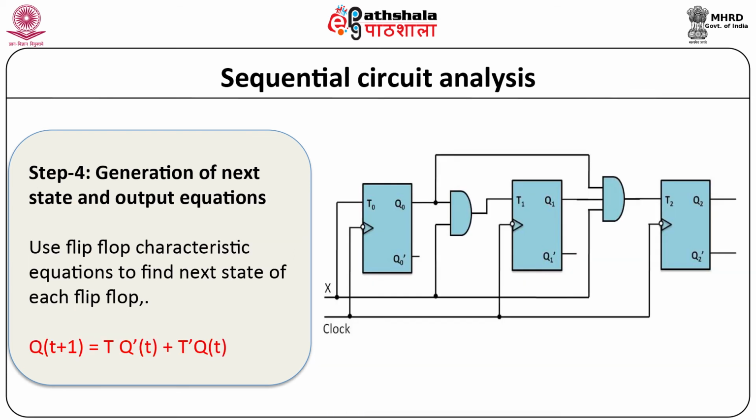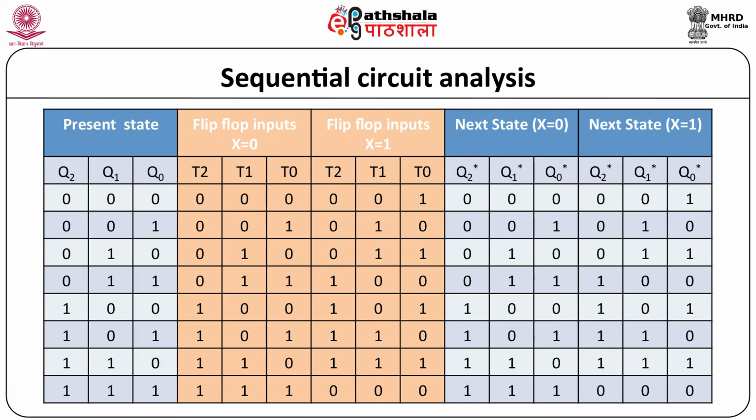Let us now look at step 4 for generating the next state and output equations. Now, let us use the T flip-flop characteristics equation to find the next state of each flip-flop based on its present state and its inputs. The characteristics equation for T flip-flop is given by Q(t+1) is equal to T Q bar(t) plus T bar Q(t). Let us modify the previous table to incorporate the next state columns. There is no explicit output, hence the output column is missing.